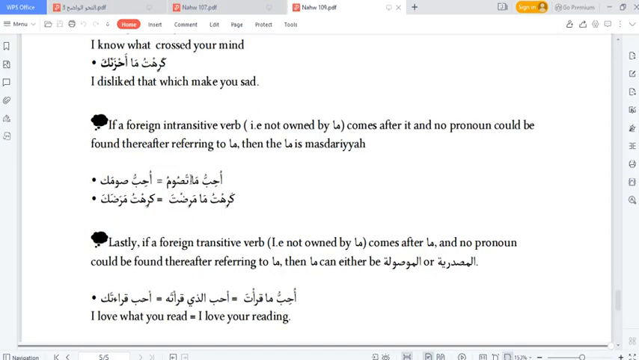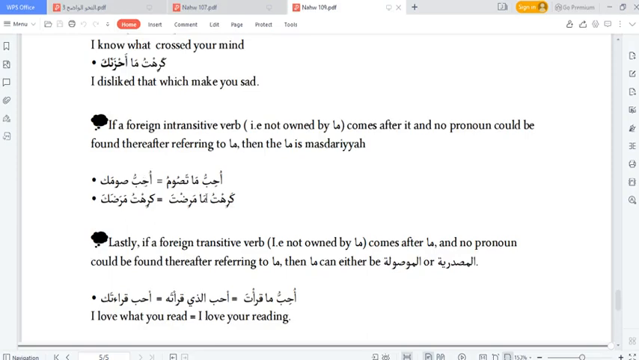You get. So there is no damir going back to this ma. We can't see any damir. So definitely this ma is ma masdariya. It will be translated as: uhibbu ma tasumu, I love that you are fasting. Then it can also be converted, because this is masdar mu'awwal. It will be uhibbu sawmaka, I love your fasting.